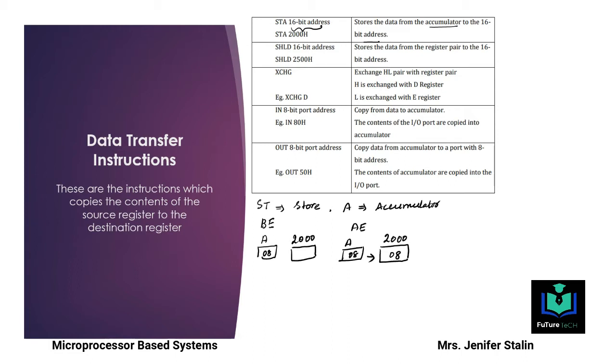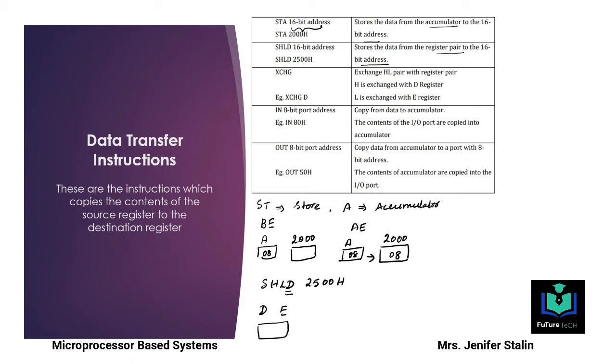Similarly, for SHLD, you are using the register pair. It stores the data from the register pair to the 16-bit address. So SHLD 2500H means it is indicating the register pair D. D always comes with the register pair E, right? So the content which is present in the register pair is moved to the specified address location.